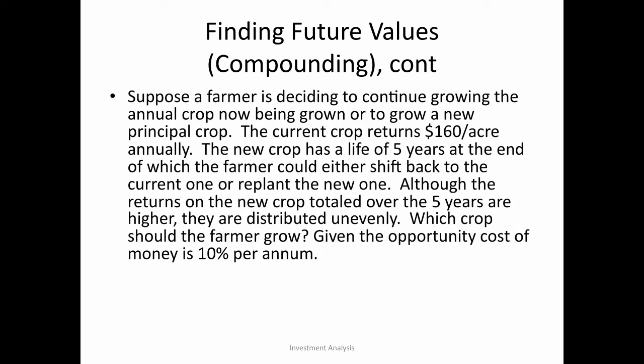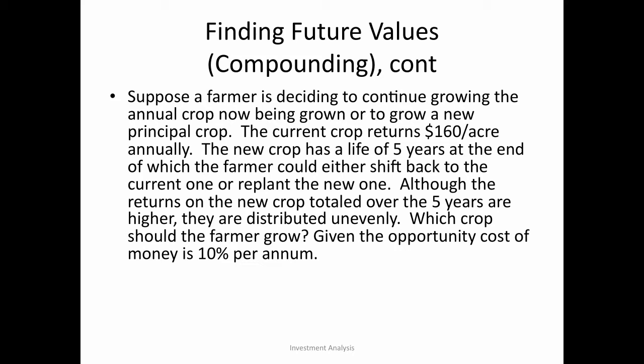And so as the screen says, suppose a farmer is deciding to continue to grow a crop that they're currently growing, or they could choose to grow a new crop. The current crop returns $160 per acre on an annual basis. The new crop has a life of 5 years, at the end of which the farmer could either shift back to the current crop or replant the new one. Although the returns on the new crop total over the 5 years are higher, they're also distributed unevenly. So the producer has to make a decision about which crop they should grow.